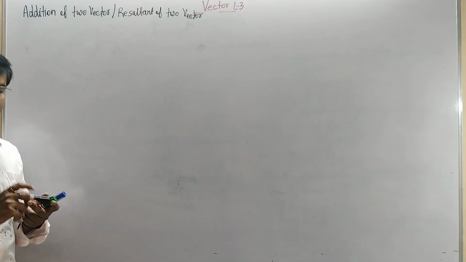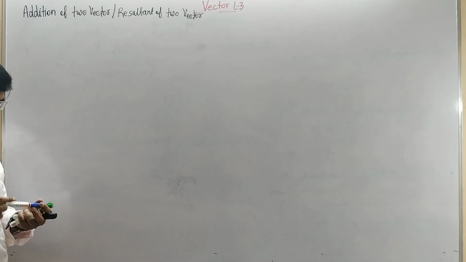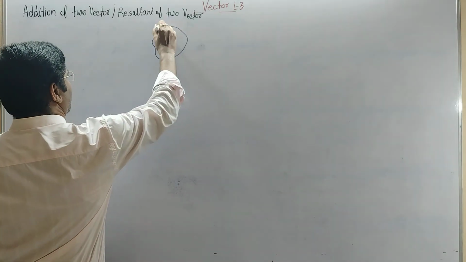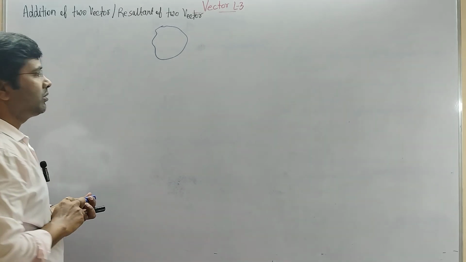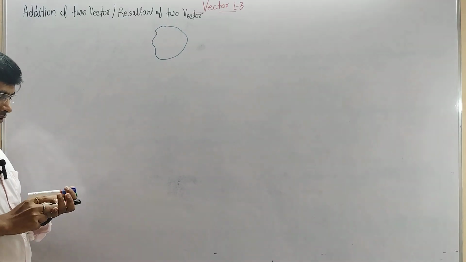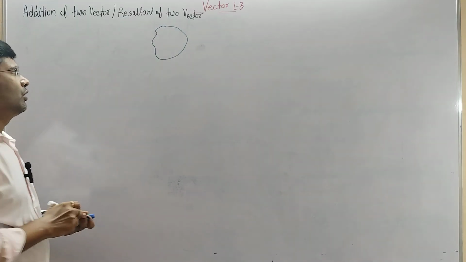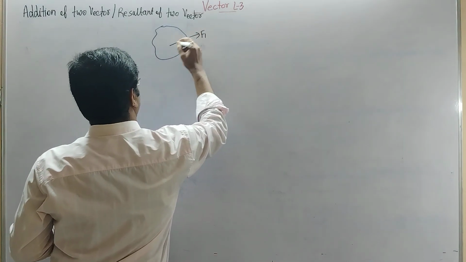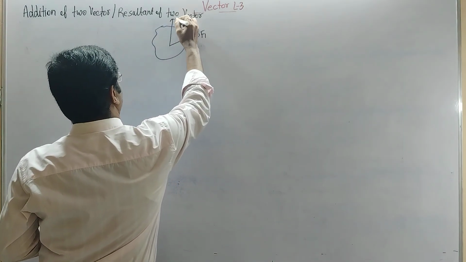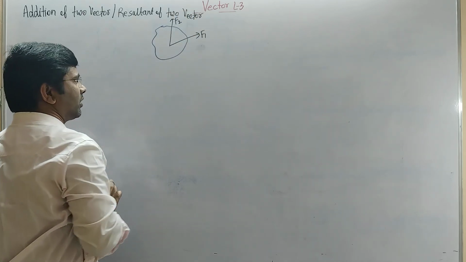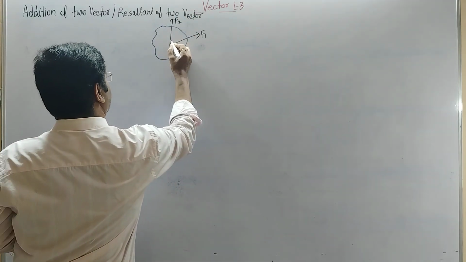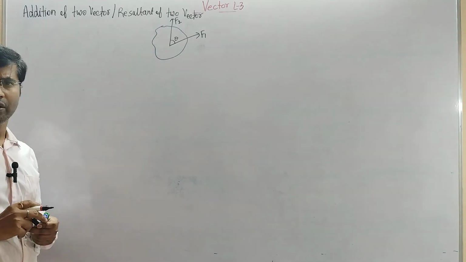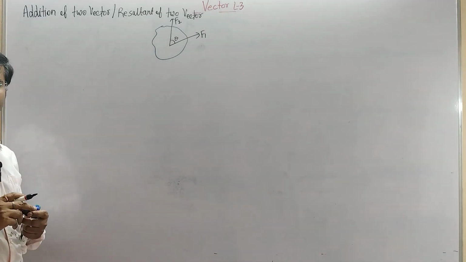Why is it required to find the resultant of two vectors? Let's think there is a body, and on this body you are applying two forces in two directions. Let's take this is force F1, this is force F2. You are applying two forces on this body, acting at an angle theta.